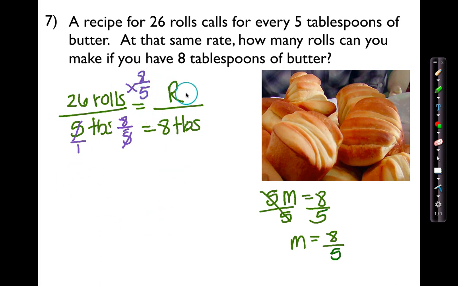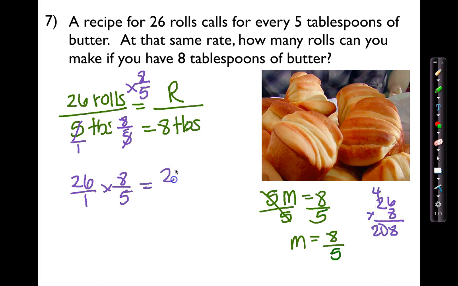So I'm going to go ahead and multiply this by 8/5 as well, since that is my multiplier. So to figure out the number of rolls, I'm going to do 26 times 8/5. And that is going to give me, let's see, 26 times 8, 208/5 rolls, since that is the value of R.